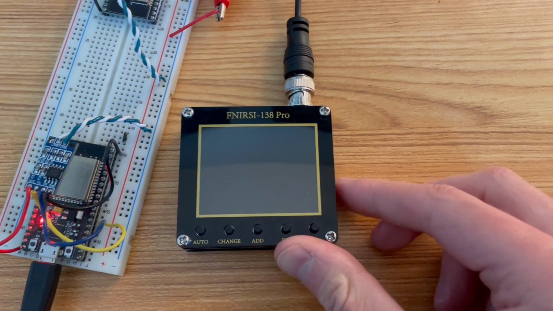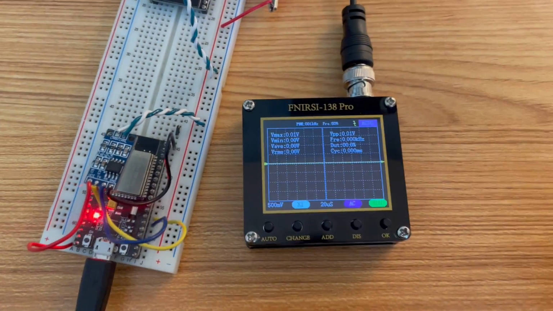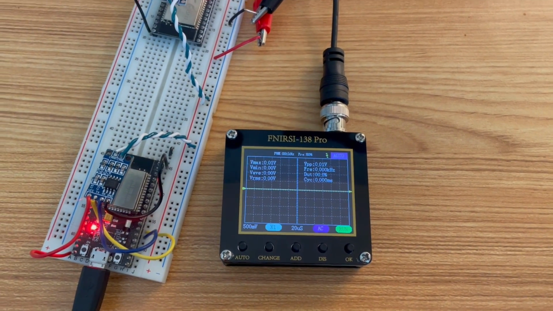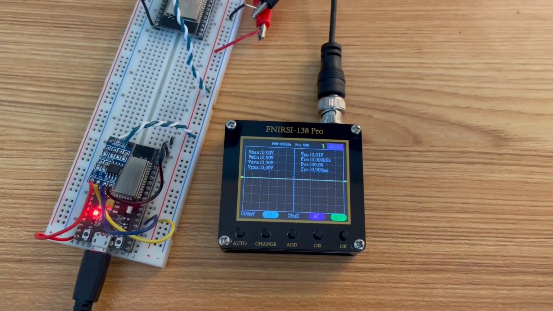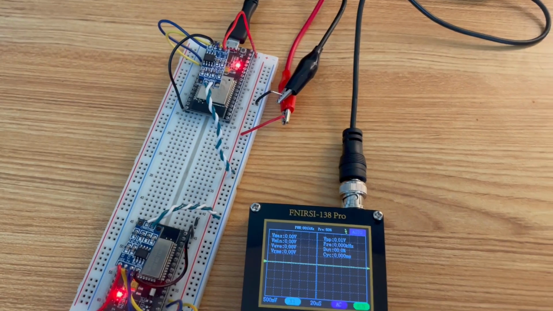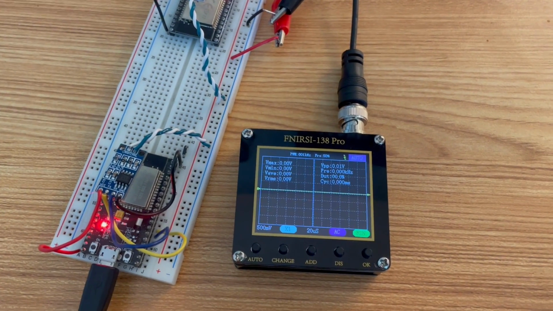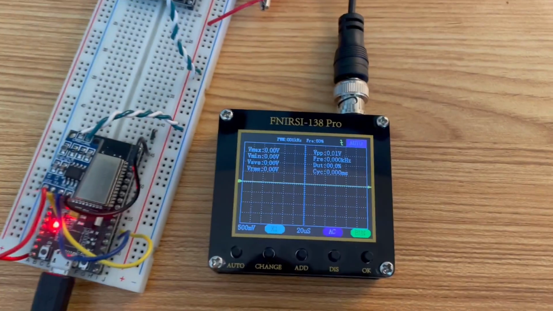So I'm just going to turn it on here. There's a little switch. And we're going to adjust the settings such that we can see the CAN high and CAN low. So I'm going to be looking at the difference between CAN high and CAN low to begin with, because that is what the actual data is going to be. It's going to be the difference between CAN high and CAN low.